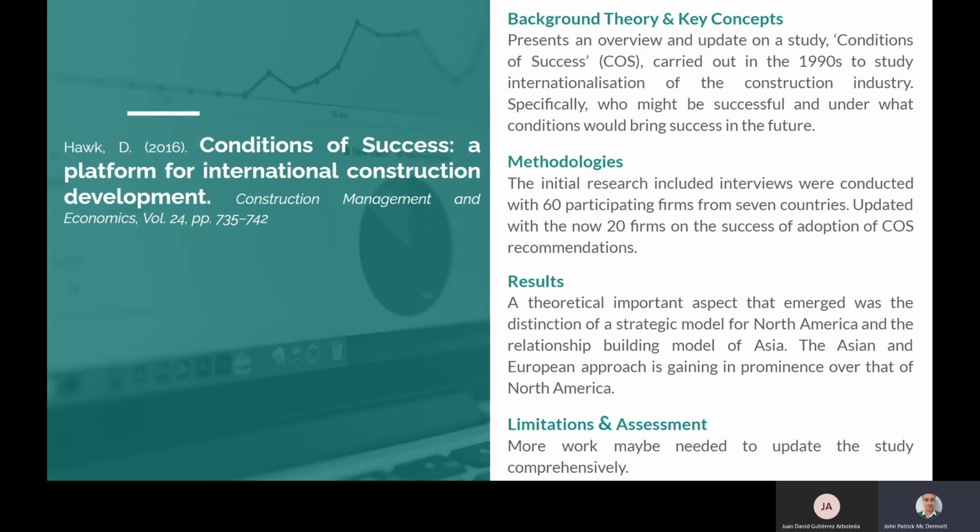Now, the limitations and my assessment of this study is that more work may be needed to update the study comprehensively. Realistically, they just went back and asked what was the outcome of the adoption of those recommendations, and it's not necessarily an update of the original study, more an assessment of how it went.